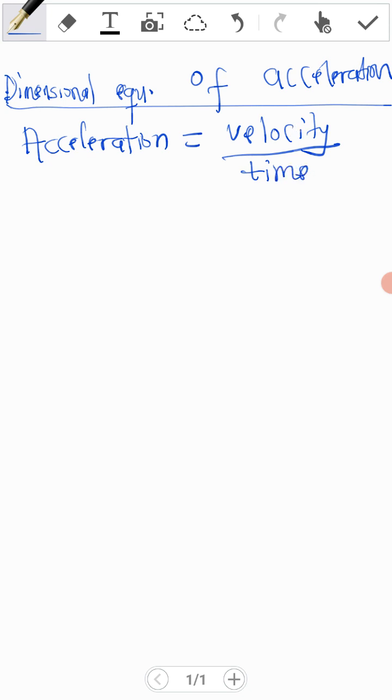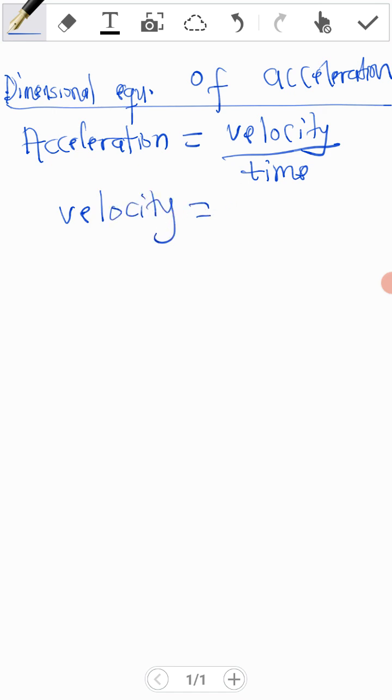And earlier, in one of my teachings, I taught how to find the dimensional equation of velocity. You can check that out in one of my videos. So we can see that velocity is also something on its own. So we have to find the dimensional equation for velocity before we can get the whole dimensional equation for acceleration. So let's first find the dimensional equation for velocity.